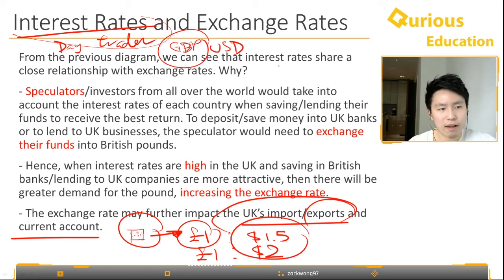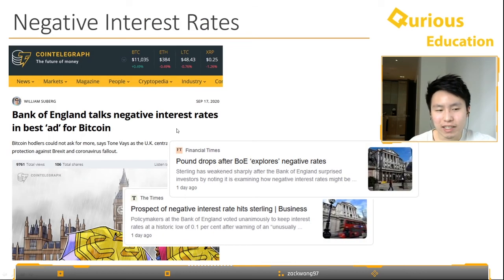So we can see here that if we change the interest rates, it would affect the exchange rate and eventually the amount of imports and exports that we actually carry out within the country. So whenever the MPC or the central bank carries out an interest rate change, we would want to be aware of that, and they will need to take that into consideration.